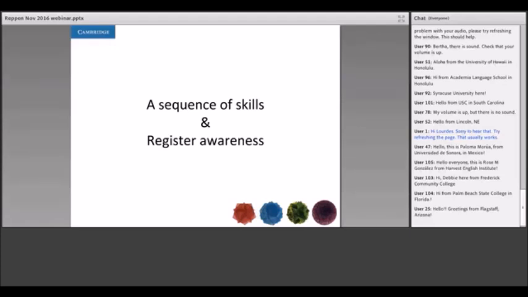the linguistic resources that we use. So I want to show you, this sounds really complicated, but believe me, it's not. Let me show you this activity, and I think you'll see what a nice activity it is to have a sequence of skills, but also to sort of raise awareness about different contexts of language use.